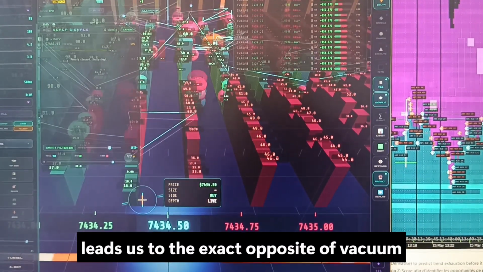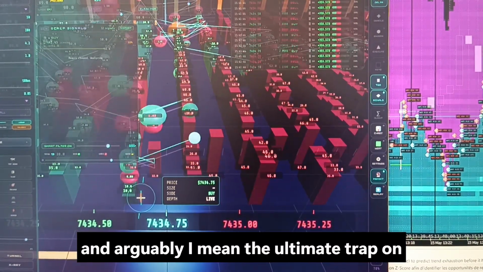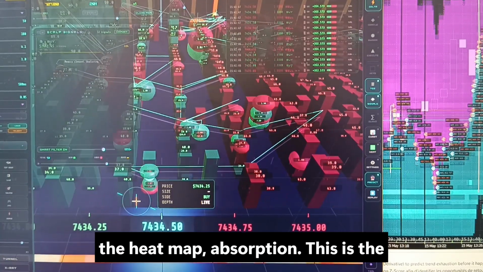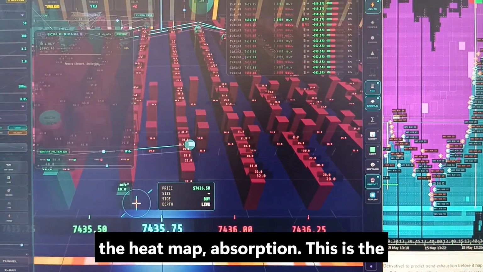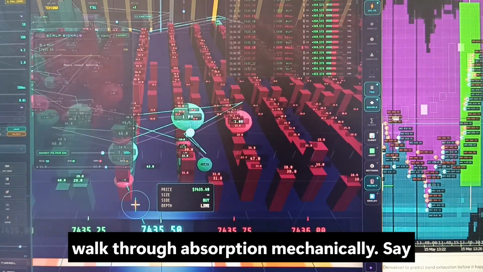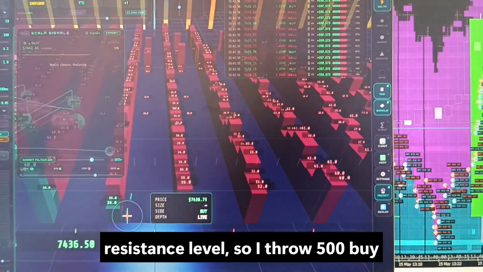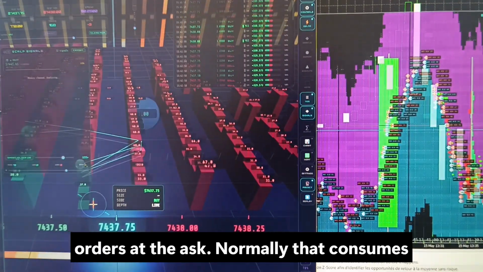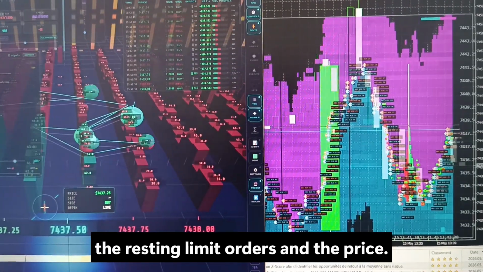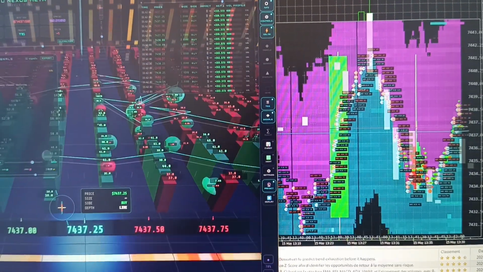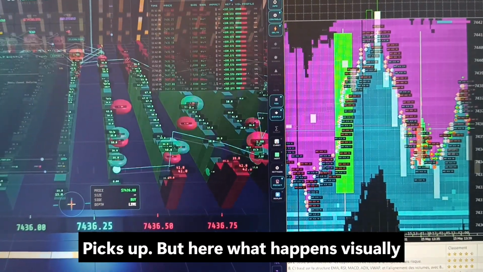Which leads us to the exact opposite of a vacuum, and arguably the ultimate trap on the heat map, absorption. This is the pinnacle of order flow reading. Let's walk through absorption mechanically. Say I'm an aggressive buyer. I see a resistance level, so I throw 500 buy orders at the ask. Normally, that consumes the resting limit orders and the price ticks up. But here, what happens visually on the heat map?